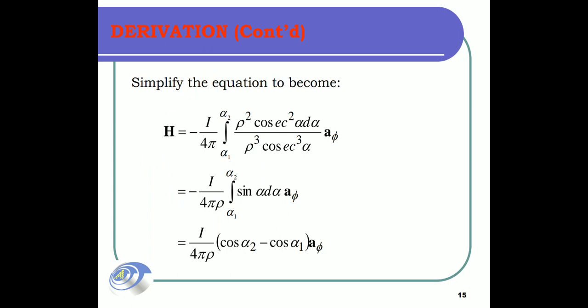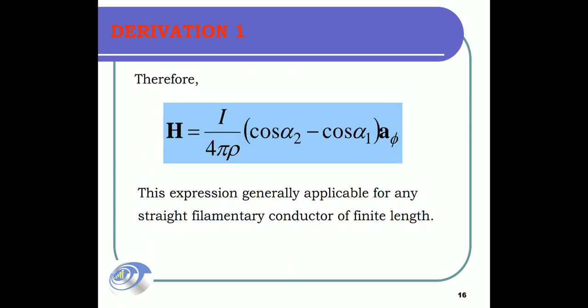Okay. So now substituting the values of alpha 1 and alpha 2, I'll just have the expression in terms of alpha 1 and alpha 2 into my a_phi. Okay, so this is the general expression which is applicable for your filamentary conductor, which is of finite length.